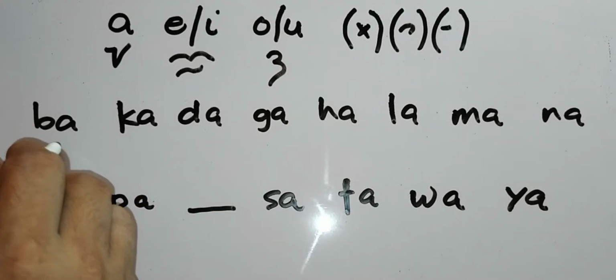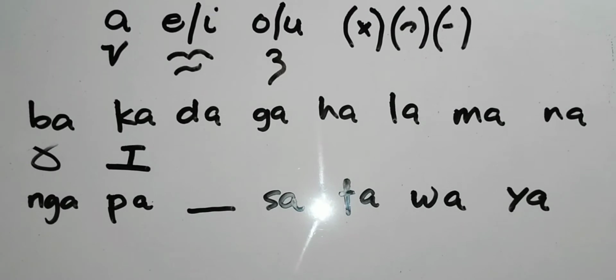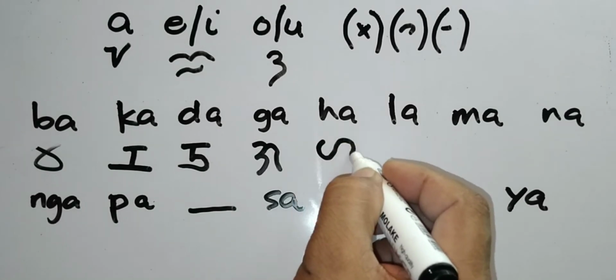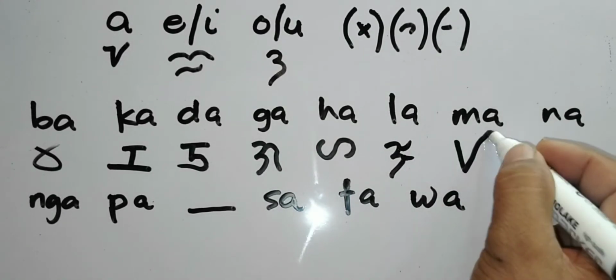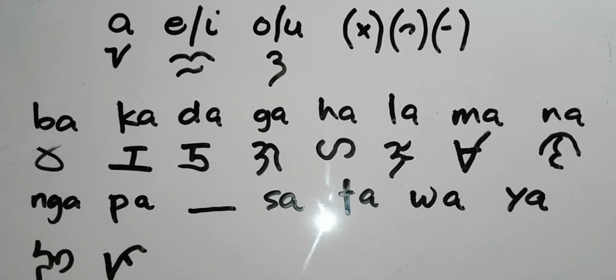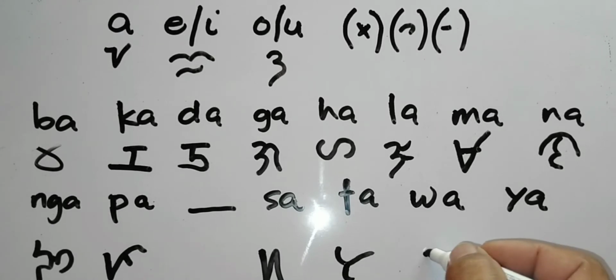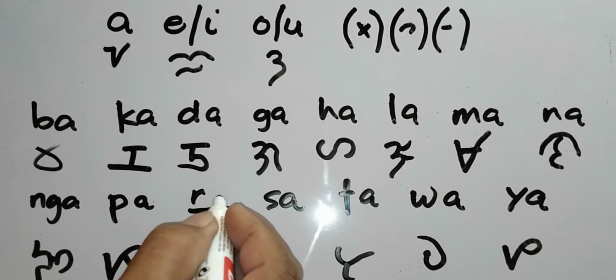So ba, ka, da, ga, ha, la, ma, na, nga, pa, sa, ta, wa, ya. Since letter R is vacant, we have to put R, or ra, which is that.